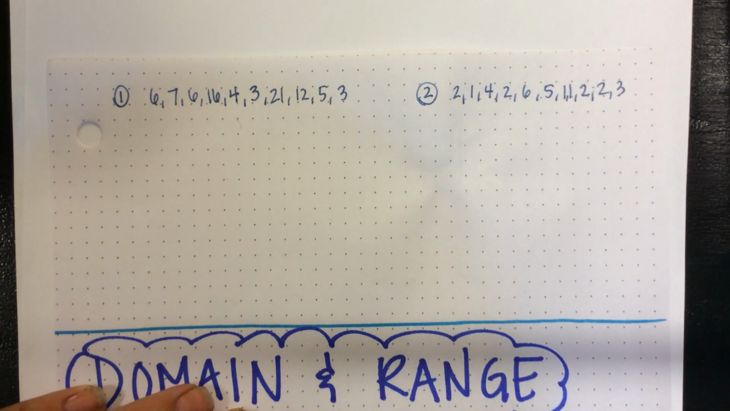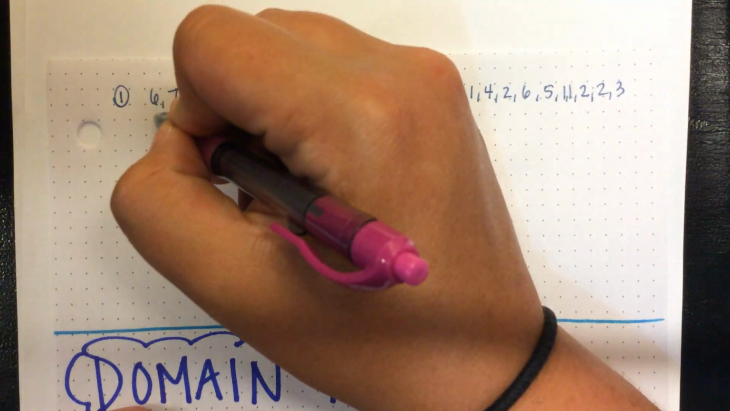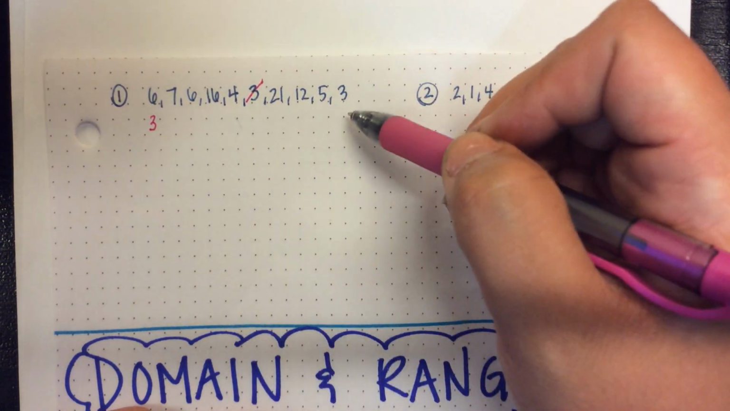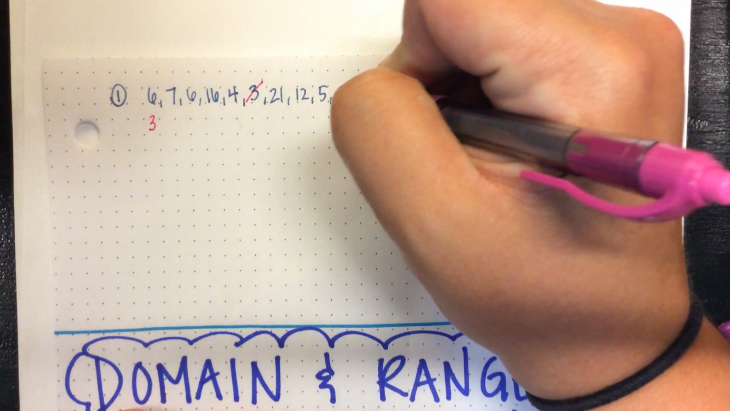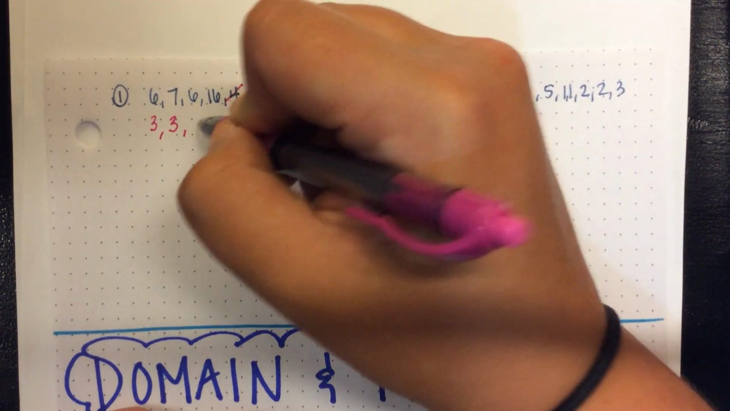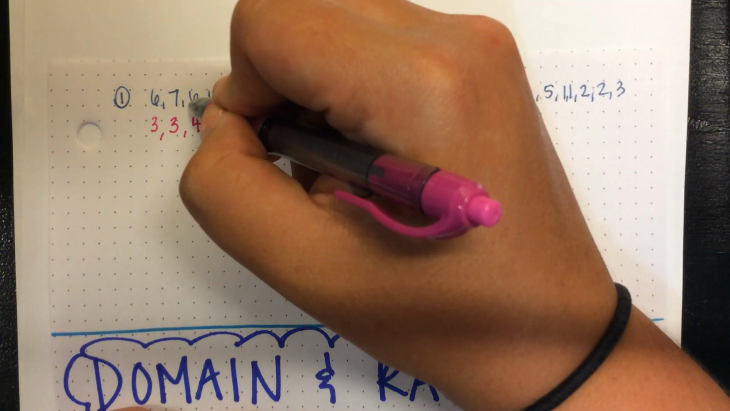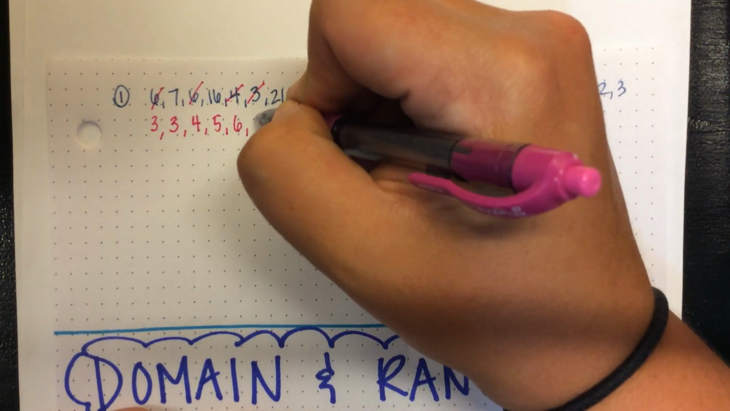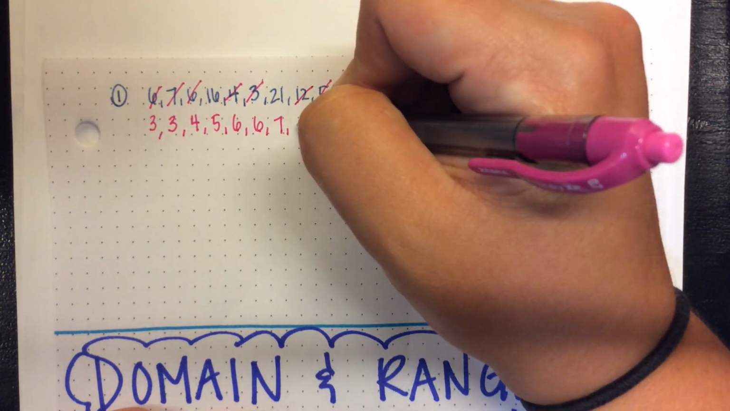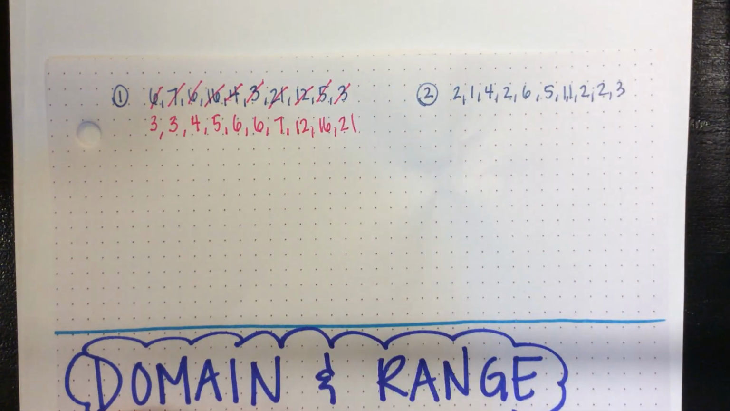The way that I put it in numerical order so I don't skip anything is I cross them out as I go. So I'm going to look for my smallest value, and it looks like that's a 3. So I'm going to put a 3 down here and line it up. That way I know that I'm not skipping numbers, because I've got to end with the same amount that I started with. And it looks like we've got another 3. All right, let me put my commas. Then we've got a 4, then a 5, and a 6, and another 6, and a 7, and a 12, and a 16, and my last one, a 21.